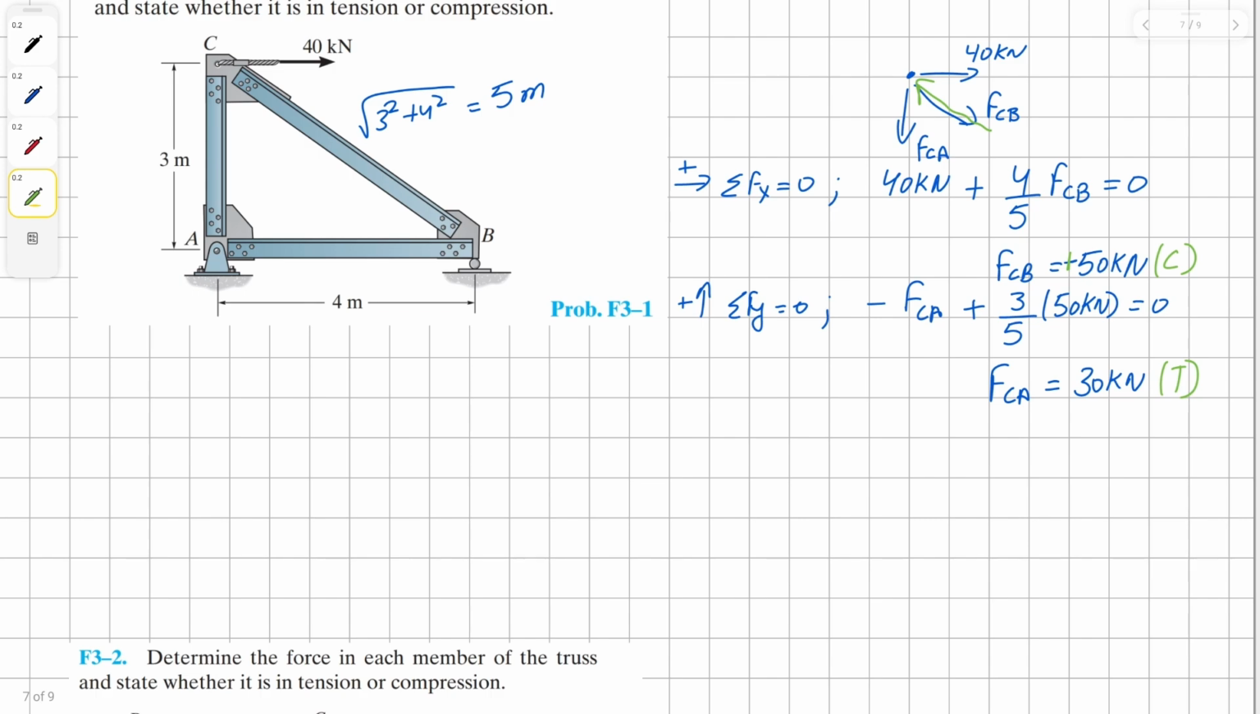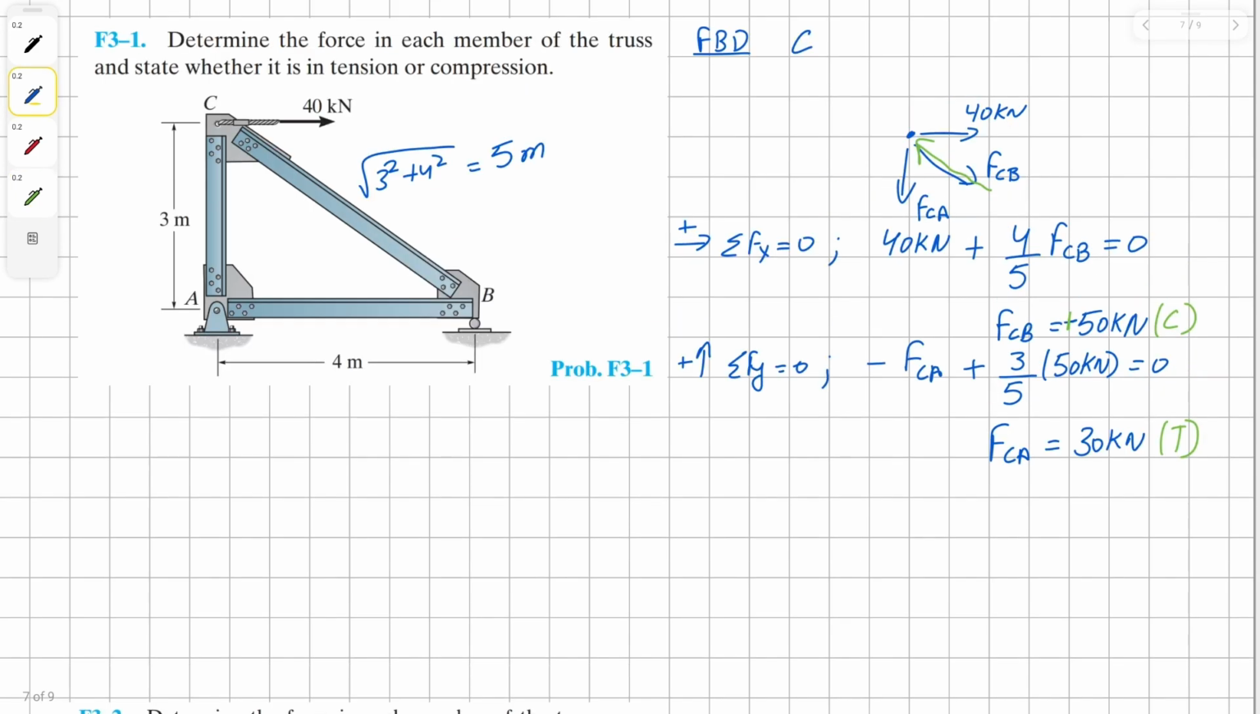Now we can solve for our joint B. At joint B, let's draw the free body diagram for B. So we're going to have a reaction from the roller. We're going to name it N sub B. We have reaction for force AB. Then we have another reaction for force CB. We already know our CB value, and it's 50 kilonewtons. And it's in compression.